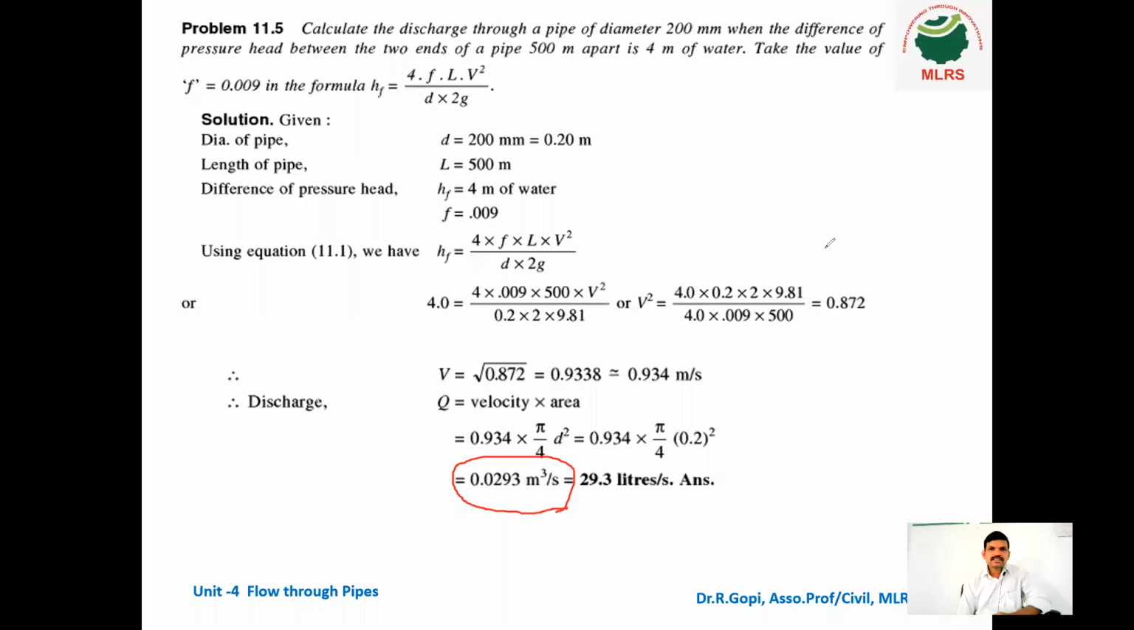So remember the difference between the previous problems and this problem. In the last 4 problems, they didn't give the f value. But in this problem, they gave the f value.